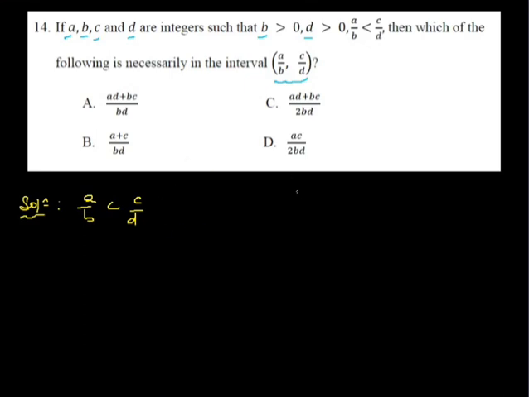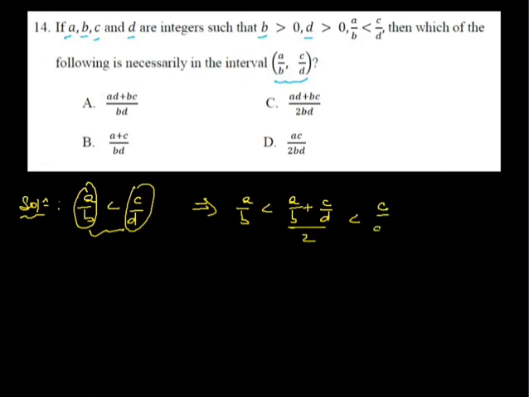አንድ ነገር እናውቃለን ሁሌም the average of two numbers is midway between the two numbers. So a over b እና c over d average ብንወስድ it will be between them, right? So ምን ይሆናል ማለት ነው? From this we can see that a over b is less than (a over b plus c over d) over 2, and this is less than c over d.